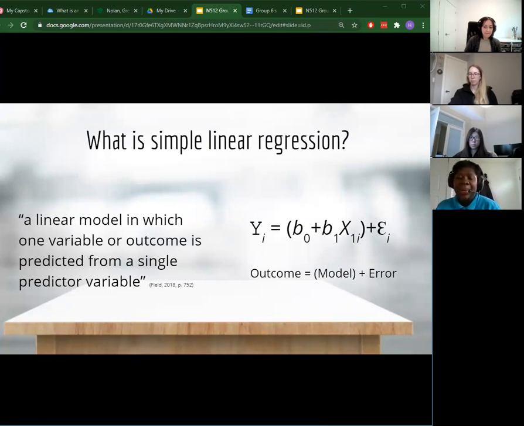So what is a simple linear regression? It is a linear model in which one variable or outcome is predicted from a single predictor variable. The equation can be seen here. So it's the outcome equal model plus error.